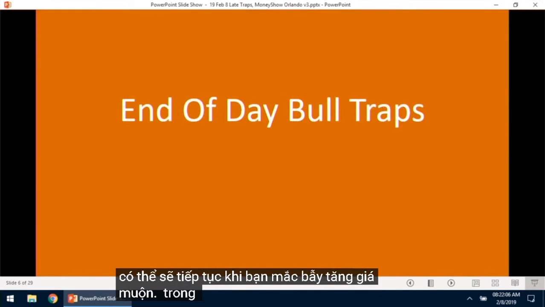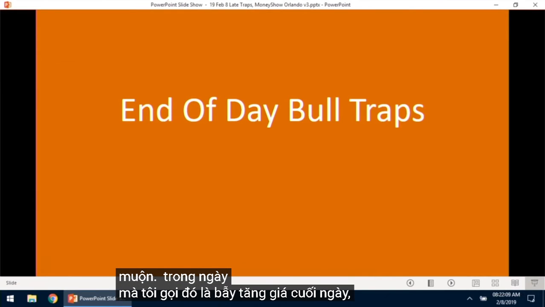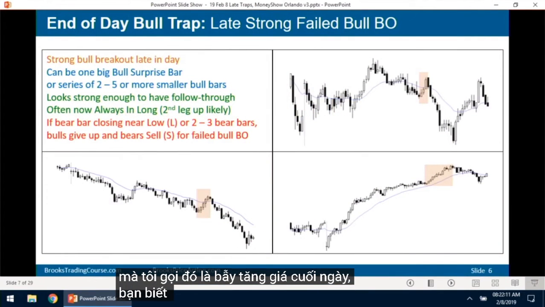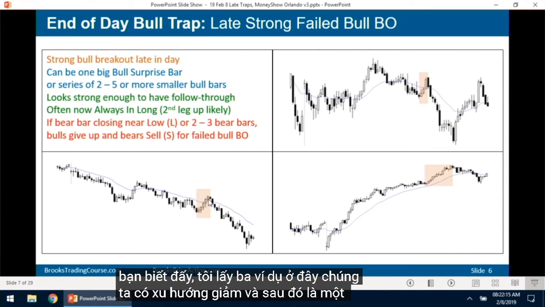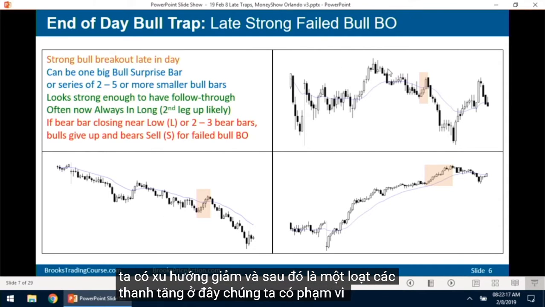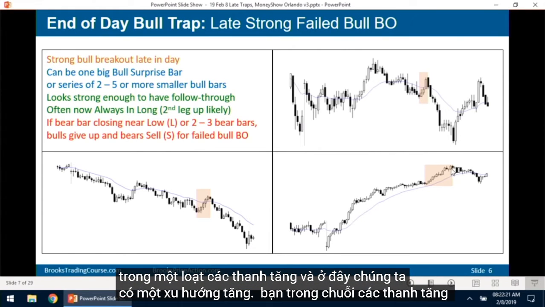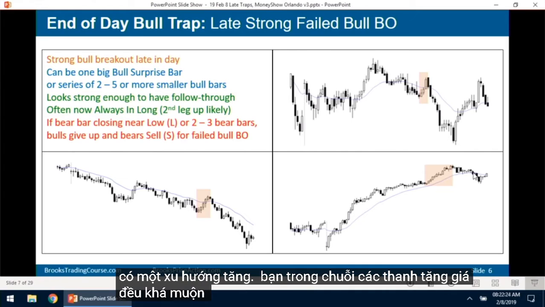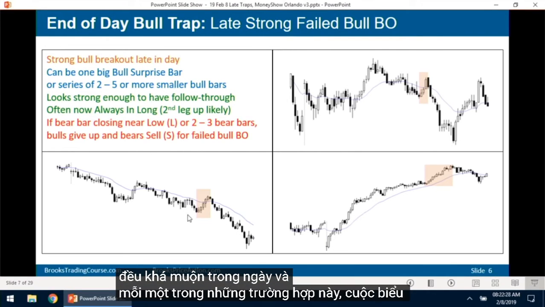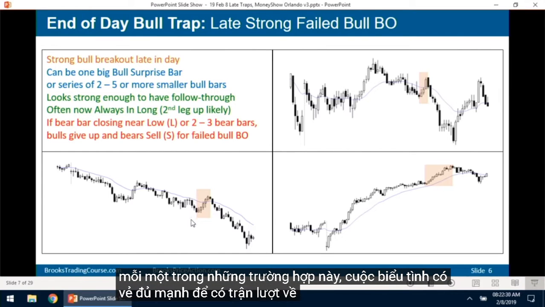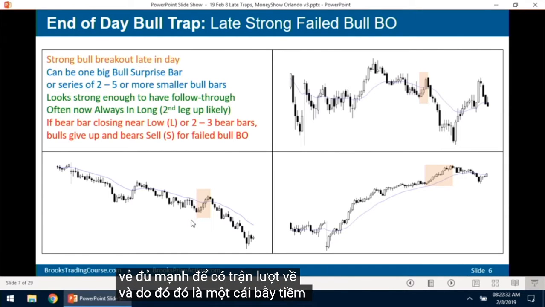When you get a bull trap late in the day, I call it an end of the day bull trap. Here I've got 3 examples. Here we have a bear trend and then a series of bull bars. Here we have a trading range and a series of bull bars. And here we have a bull trend and a series of bull bars, all fairly late in the day. In every one of these instances, the rally looks strong enough to have a second leg up. And therefore, it's a potential trap.